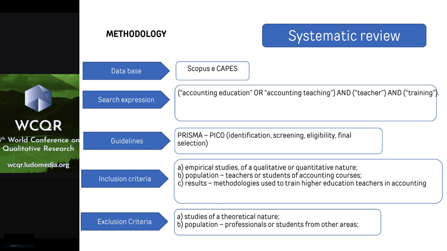The selected studies were analyzed according to the following exclusion criteria: studies of a theoretical nature, population, professionals OR students from other areas, area, unrelated to accounting, context, higher education, access, closed. One reviewer independently examined citations and abstracts to identify the articles that met the outlined inclusion criteria. The analysis was validated by two other reviewers, doctoral supervisors. In the face of relative disagreements regarding eligibility, decisions were the result of discussion and consensus.